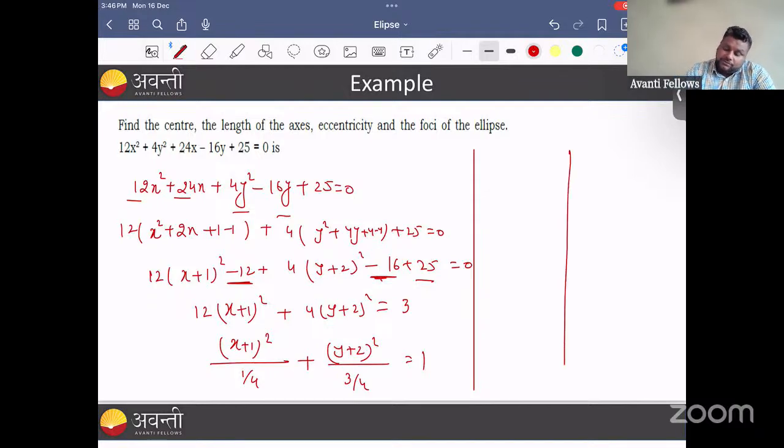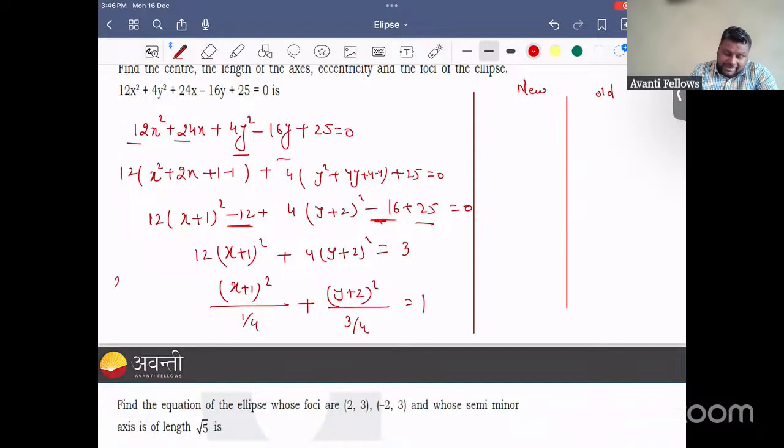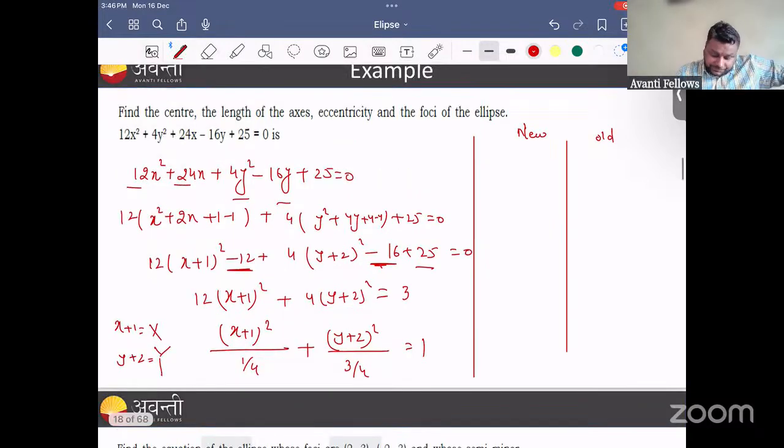Now what we do, that was the same concept, new one and old one. Now how did this new one come? You just replace x plus 1 by capital X and y plus 2 by capital Y. Correct? So it will become capital X square upon 1 by 4 plus capital Y square upon 3 by 4 equals to 1.